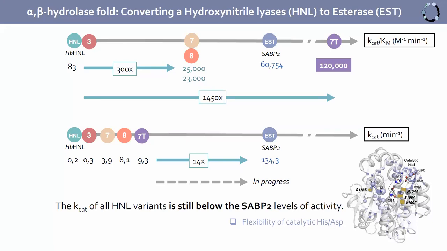Minus one. So still, we would like to create more mutations to try to enhance the kcat further. We enhanced a lot of the KM, and ideally we would like to boost also the kcat, and we are working on it. And of course, we identify more positions with the SPM. So the idea now is to try other positions that are non-conserved and that are all connected to the catalytic residues. Okay.